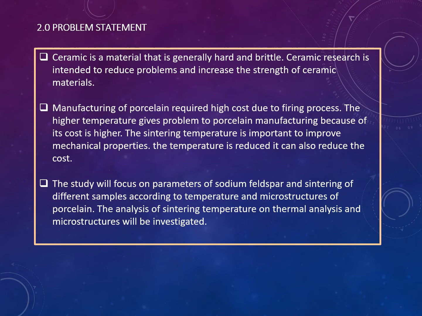This is about my problem statement. Ceramic is a material that is generally hard and brittle. Ceramic research is intended to reduce problems and increase the strength of ceramic material. Manufacturing of porcelain requires high cost due to the firing process. The higher temperature causes problems in porcelain manufacturing because the cost is higher. The sintering temperature is important to improve mechanical properties. If the temperature is reduced, it can also reduce the cost.